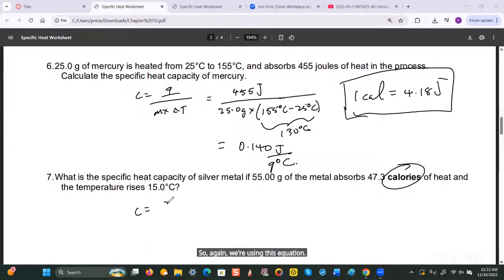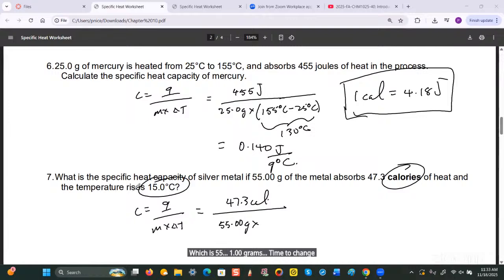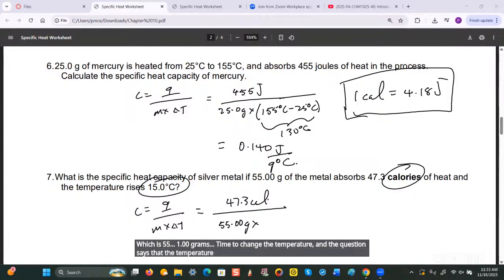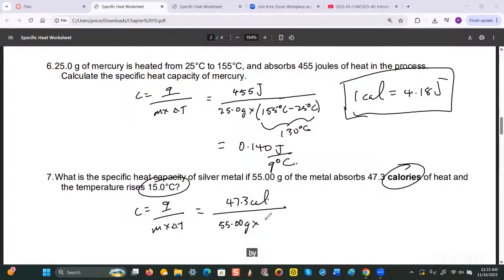C is equal to Q over M times delta T. So Q is equal to 47.3 calories, divided by M, which is 55.00 grams, times the change in temperature. And the question says that the temperature rises by 15.0 degrees Celsius. So that's the setup.